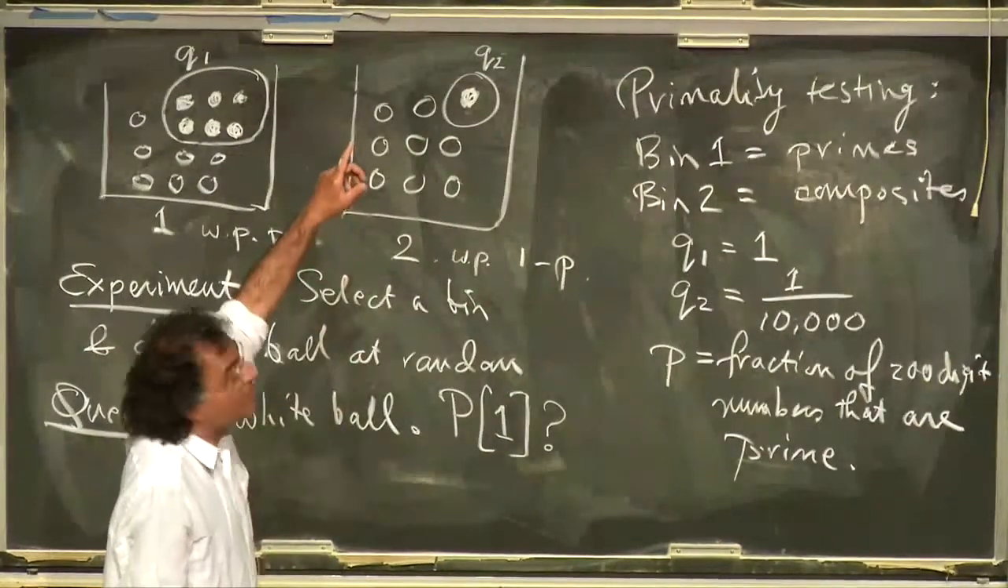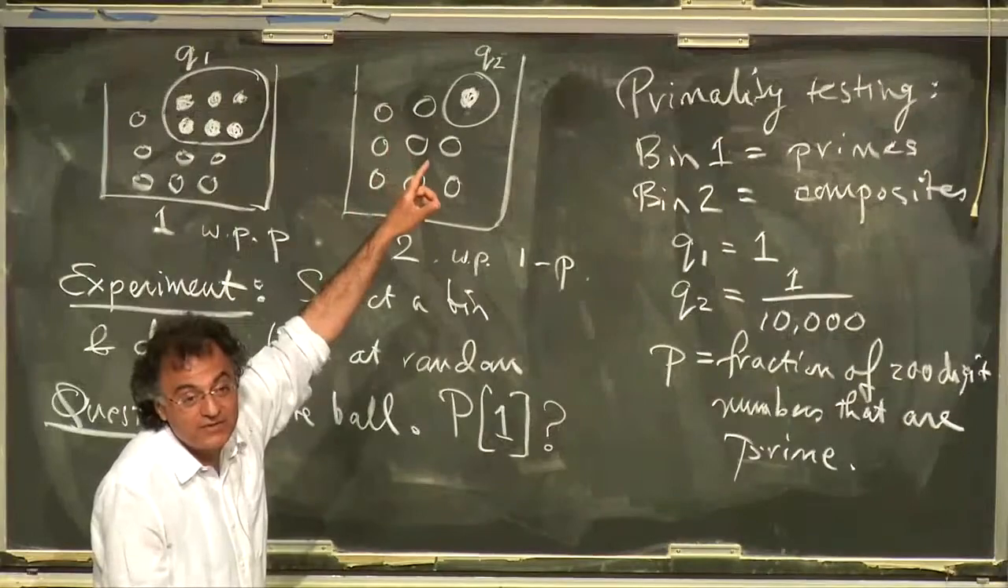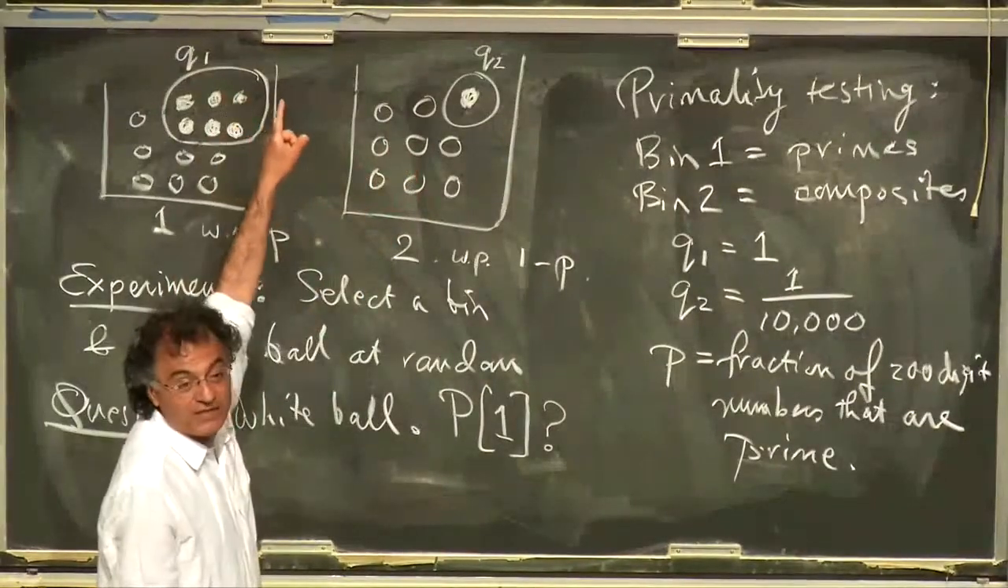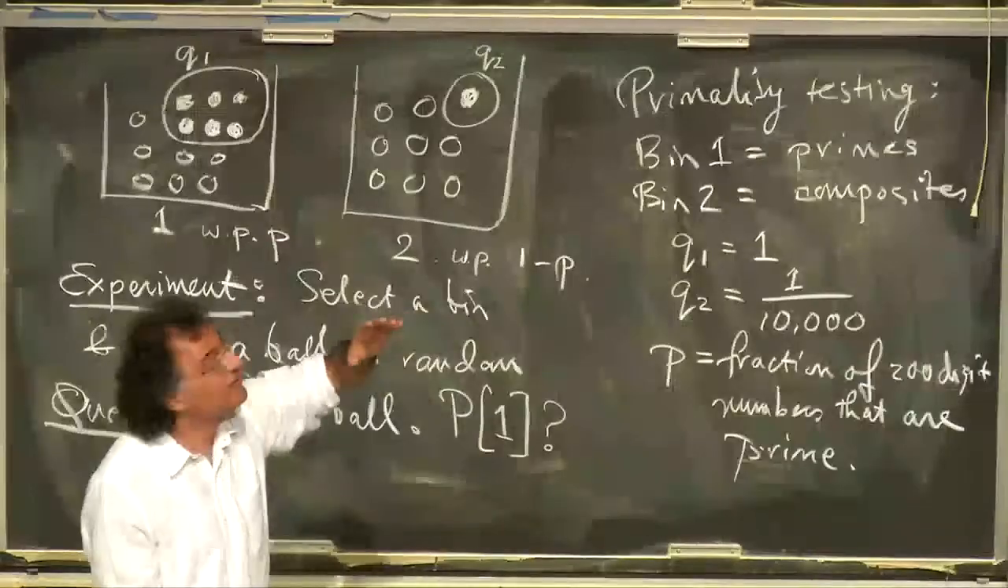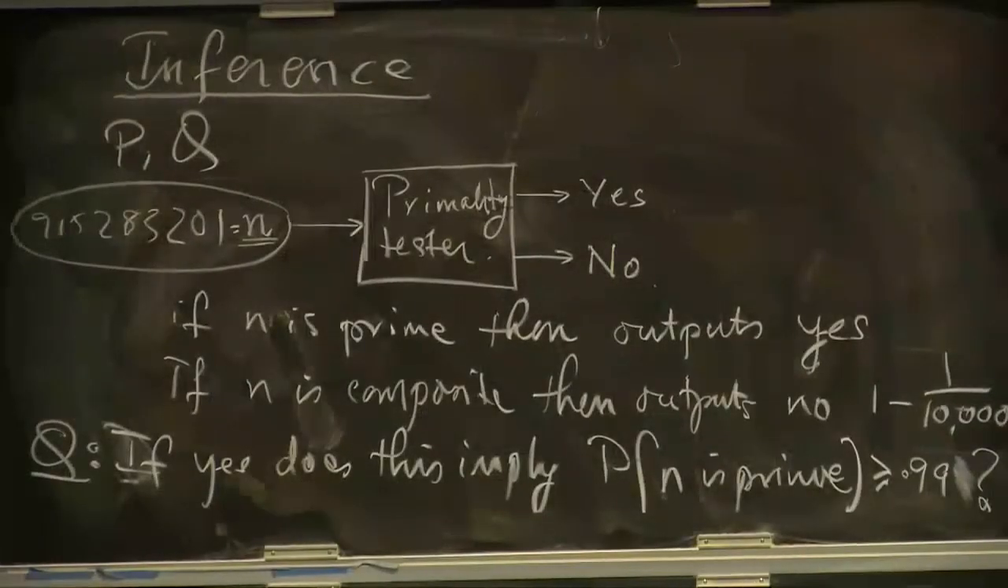Yeah, because the only way it can say no is if n is a composite. Whenever n is a prime, it always says yes, right? So if it says no, it must have been a composite. Except sometimes it also says no. Sometimes when it's a composite, it also says yes, right? So, okay.